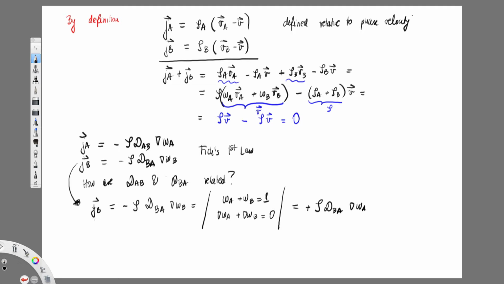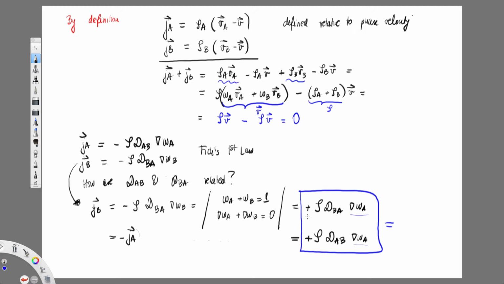Now, I also know that JB is simply minus JA, right? So it's also minus rho dAB gradient of omega A. Oh, plus, because JA is negative rho dAB gradient of omega A. So these two things have to be equal. This is the same, this is the same. Therefore, dAB is equal to dBA. Quite frankly, imagine measuring them if they were somehow different.